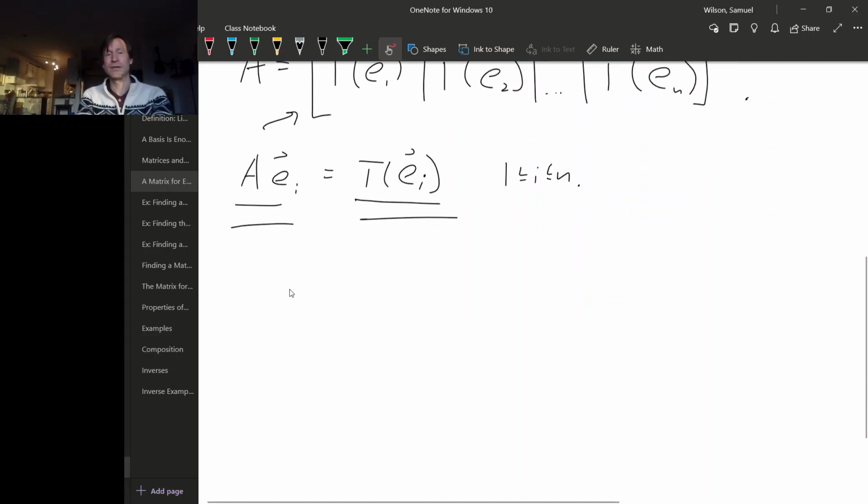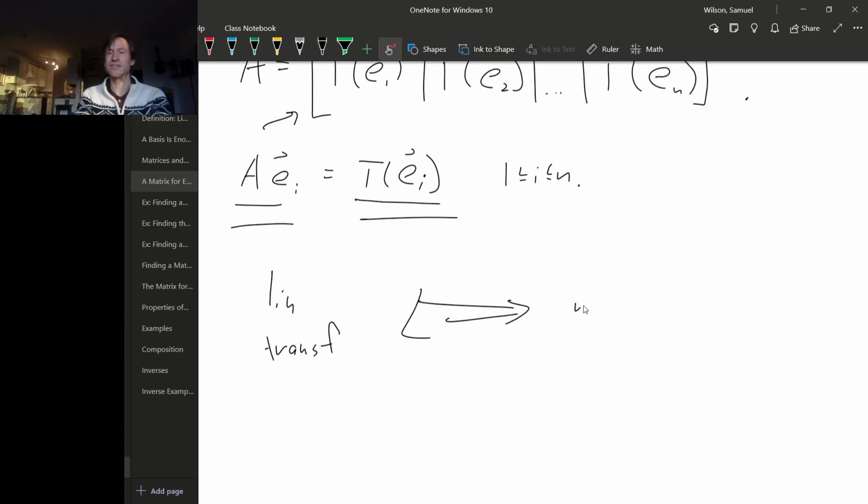So what we're finding is that linear transformations and matrices have this correspondence between them. If you have a linear transformation, you can produce a matrix so that multiplication by that matrix is that linear transformation. And if you have a matrix, it gives you a linear transformation by doing multiplication on the left by that matrix. So there's this firm correspondence between linear transformations and matrices.